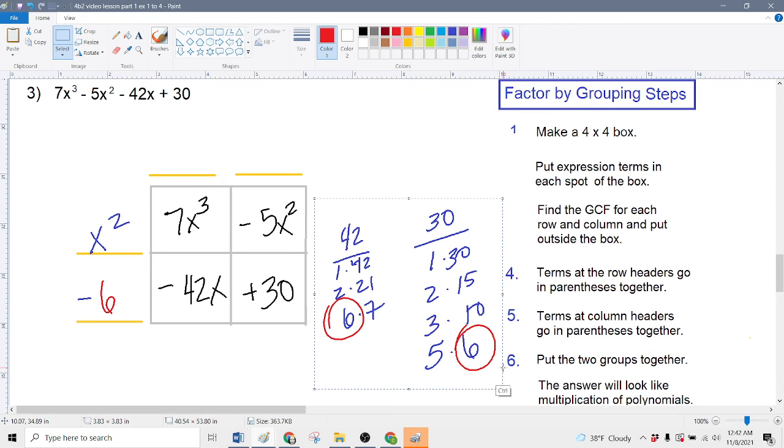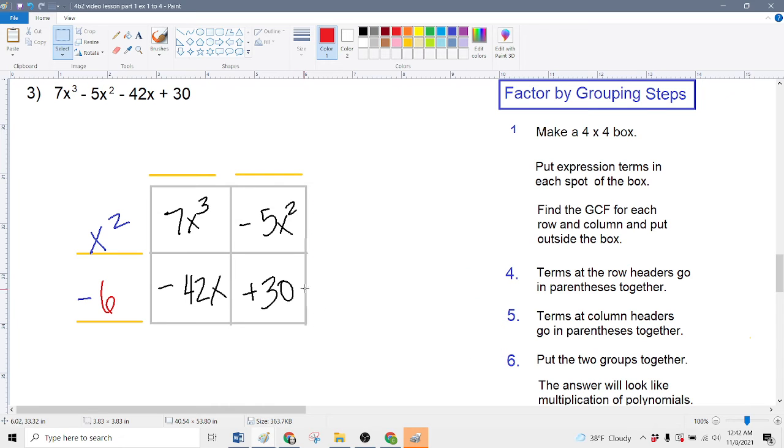So that's going to be our greatest common factor for that row. Now, since the 30 does not have an x, we will not have a variable part for our greatest common factor of that row, just the number part of 6. And again, you can do this on the calculator. Don't forget to do that on the calculator.